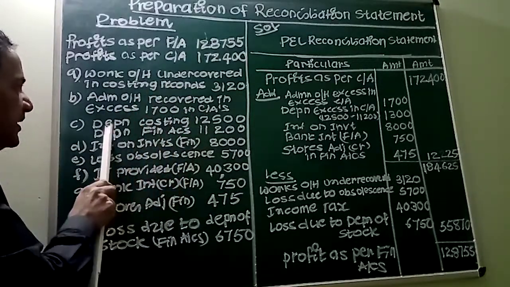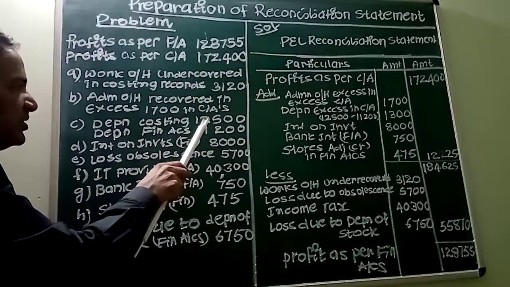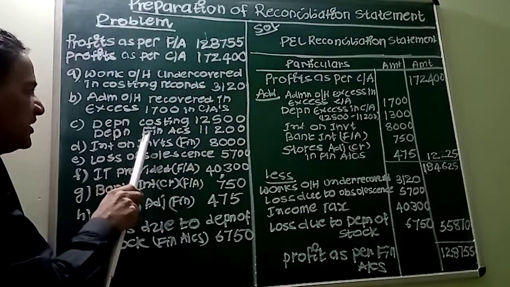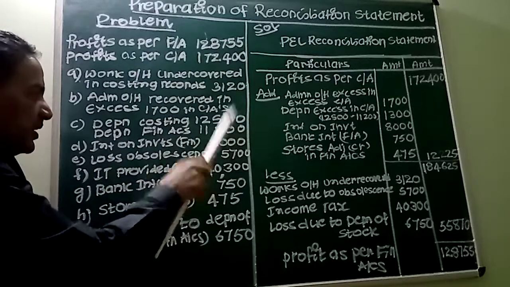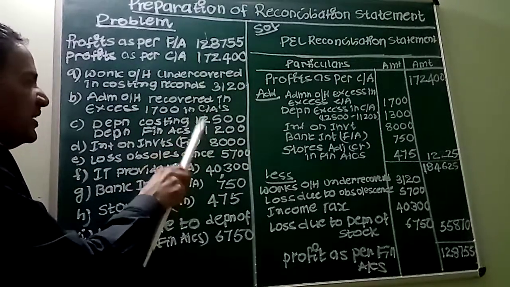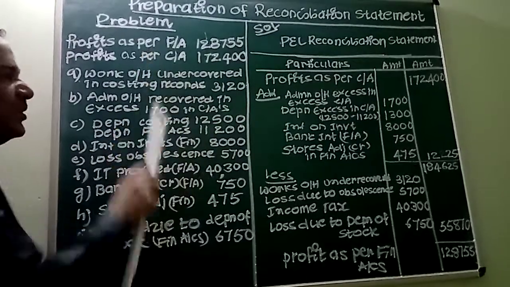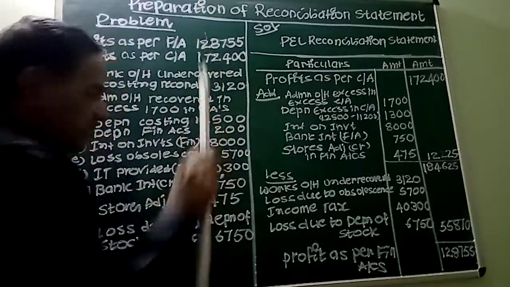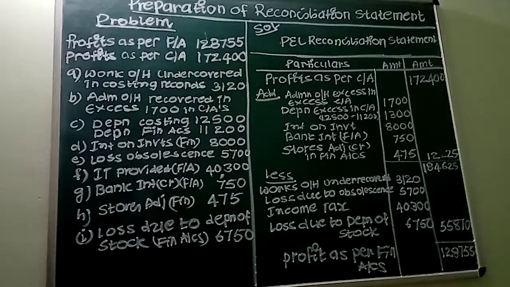I repeat, depreciation as per costing records is 12,500 and depreciation as per financial accounts is 11,200. That means financial accounts charged depreciation less to the extent of 1,300 rupees. So less depreciation means more profits. So we have to add.